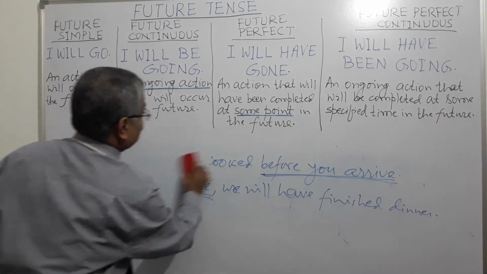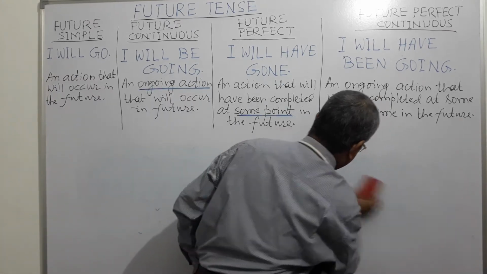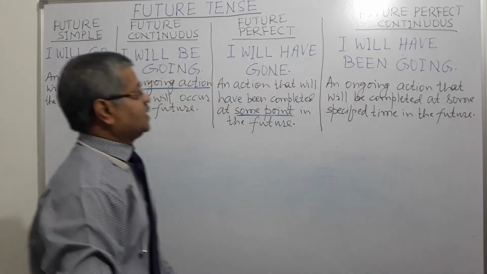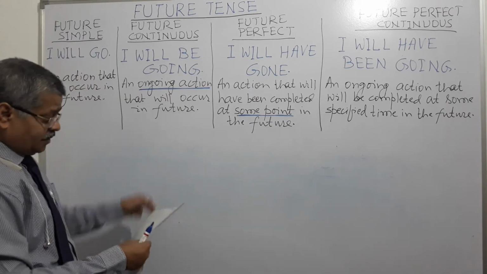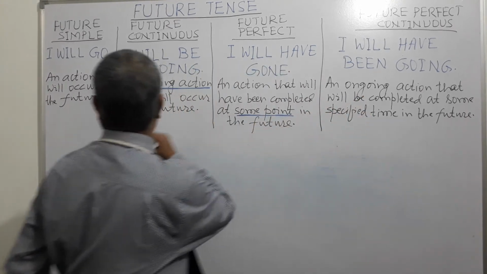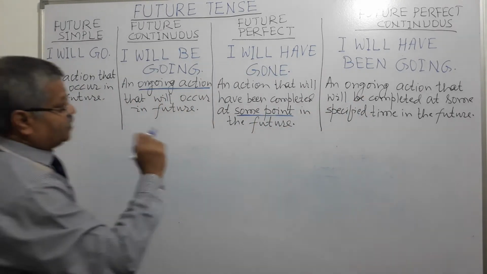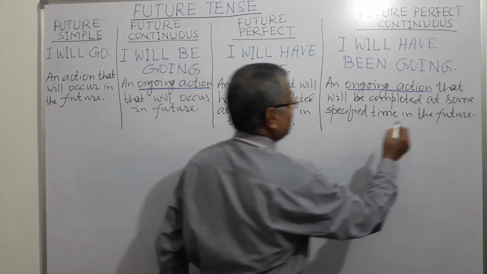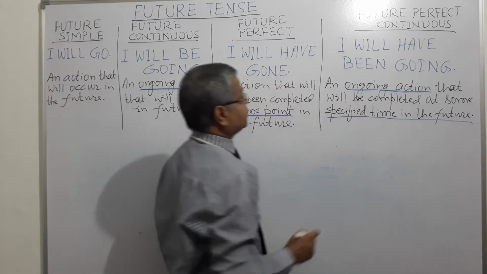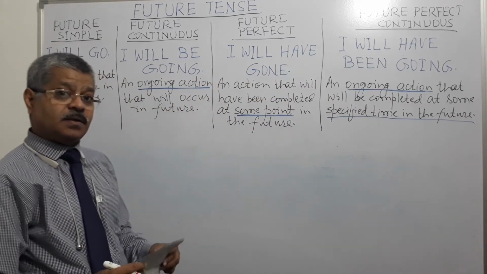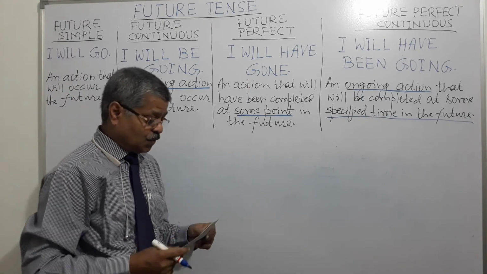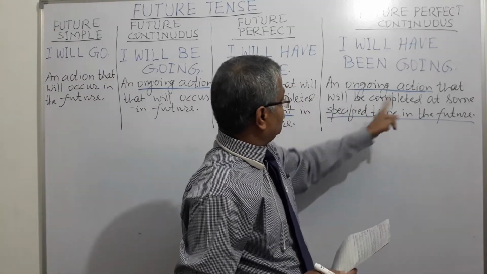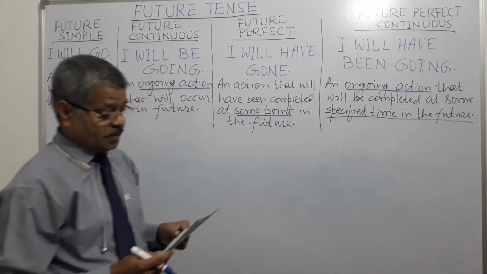Now we go to future perfect continuous. What is that? That is an ongoing action. You should always be very careful. Here, action that will occur in the future. Okay, we will discuss later. Here you should remember: an ongoing action that will be completed at some specified time in the future. I will have been going. So it is used for an ongoing action that will be completed at some specified point in the future, right?